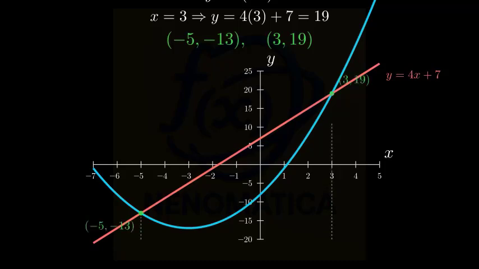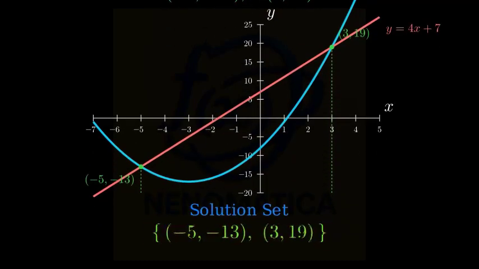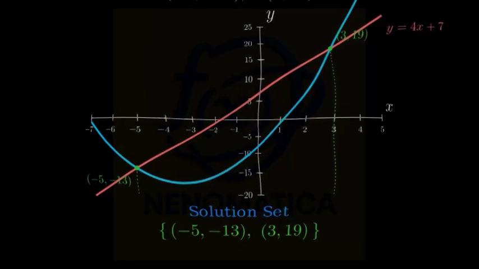Summary. We set the right sides equal because both equations equal y, rearranged to a standard quadratic, factored to get x equals negative 5 and x equals 3, substituted into the linear equation to obtain the corresponding y values, and verified the solutions on a graph. Therefore, the solution set is the 2 points, (negative 5, negative 13) and (3, 19).